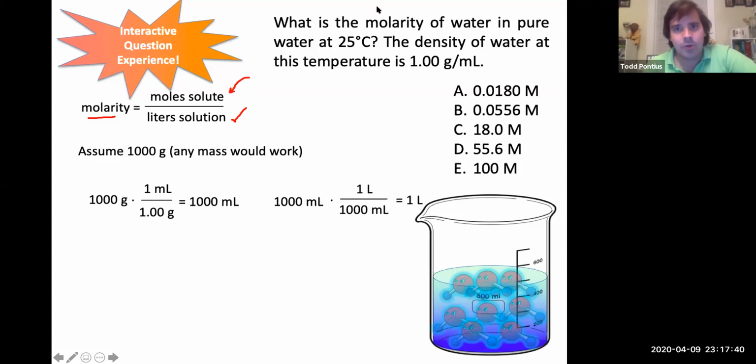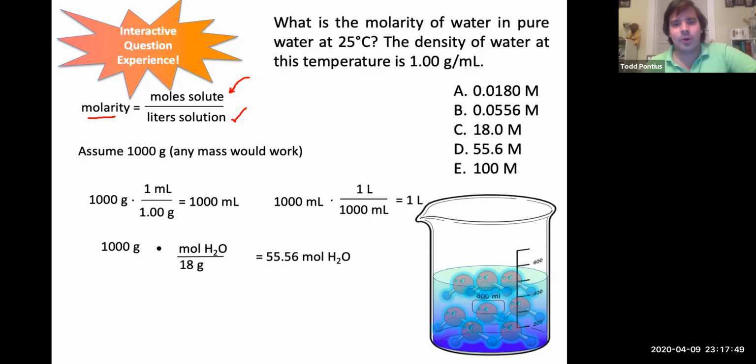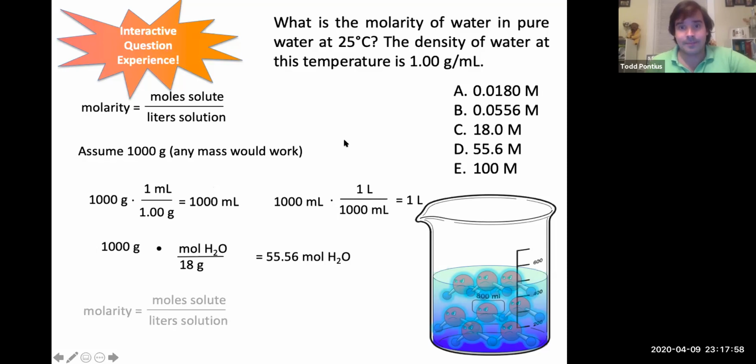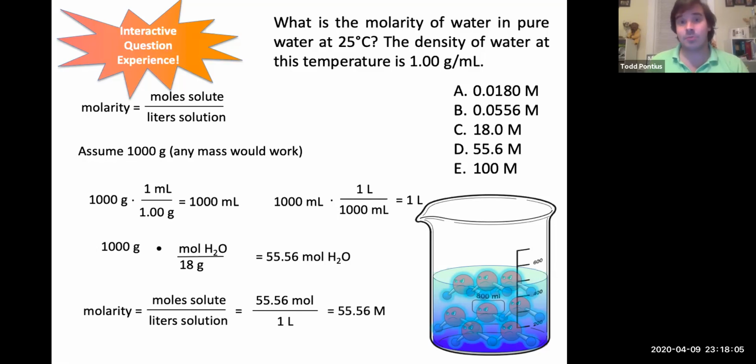And remember, if we know the grams, we can find the moles. So we have 1,000 grams of water. Water is 18 grams per mole. And so we end up getting 55.56 moles of H2O. Cool. Now that we know the number of moles of H2O, we can just divide that by the number of liters, which is, well, 1. And so we end up getting 55.56 moles divided by 1 liter, which is 55.56 molar. So if you're curious, the next time you have a glass of pure water, the concentration of that water is 55.56 molar.